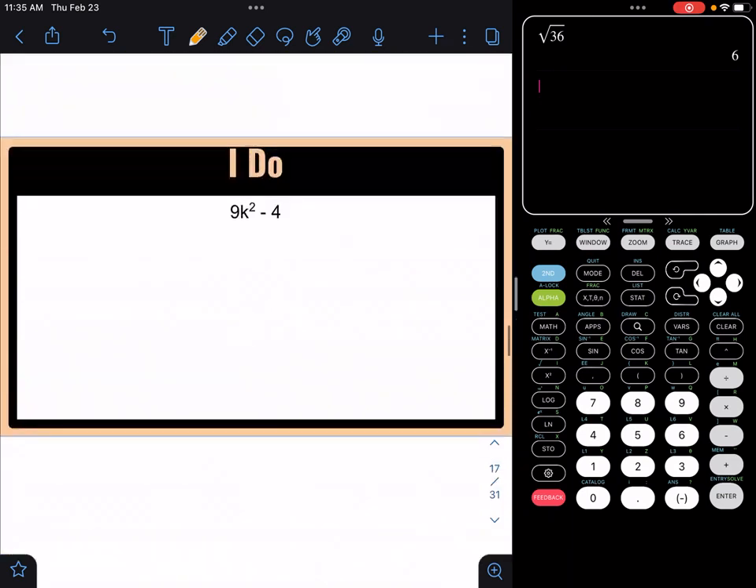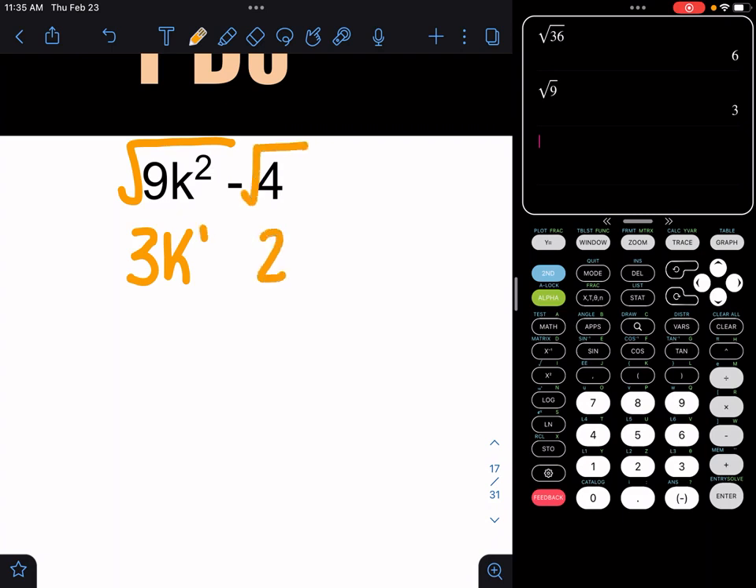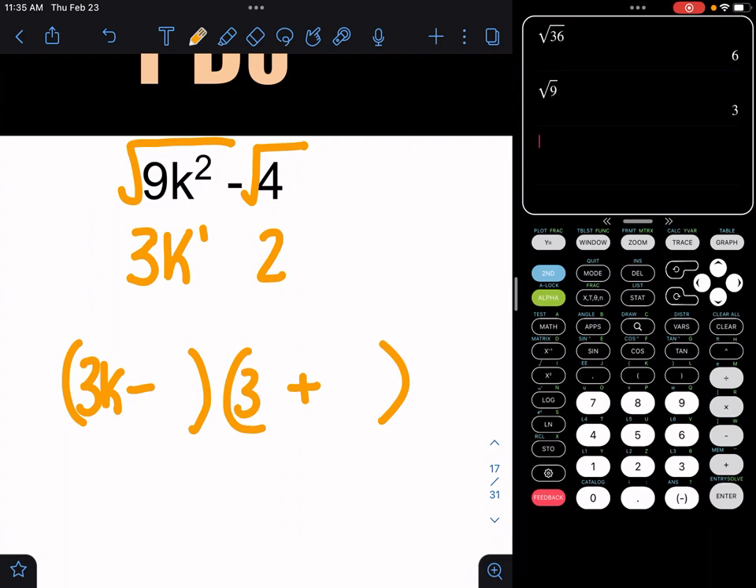All right, let's do our first example. What is the square root of 9k squared? The square root of 9 is 3, and the square root of k squared is 2 divided by 2, which is just k, 1. Then the square root of 4 is 2. And now you write your final answer as two parentheses, one with a minus, one with a plus, and then put both terms.